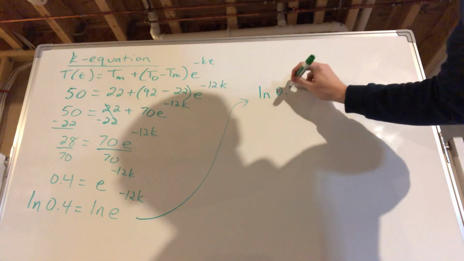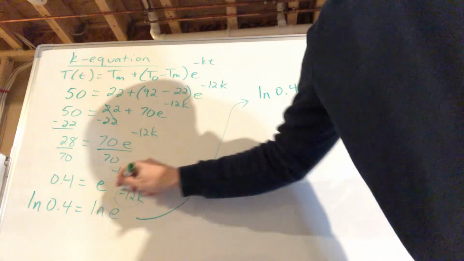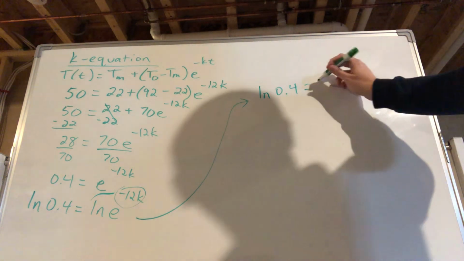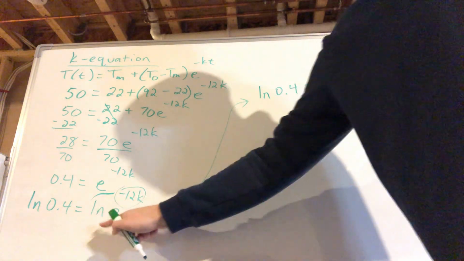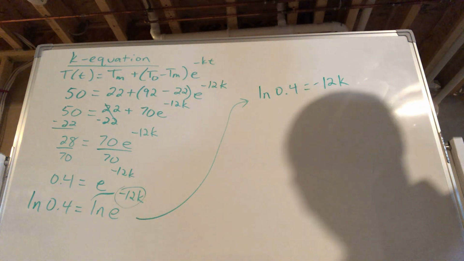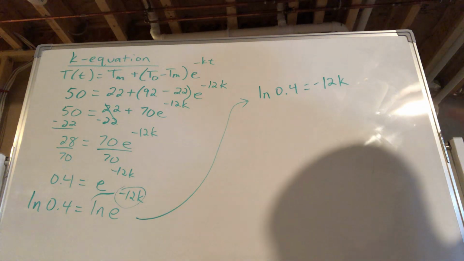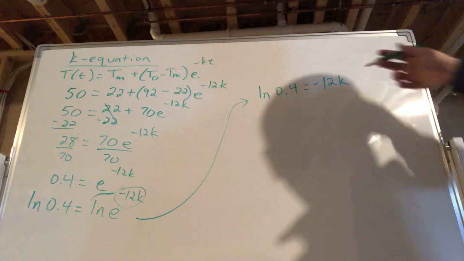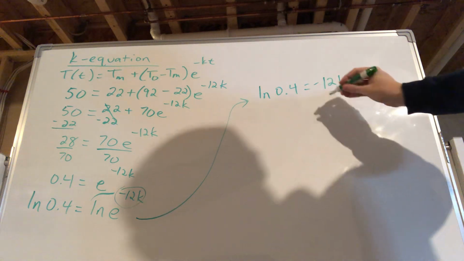ln of 0.4 is going to equal, I'm allowed to bring this exponent down. That's the power rule of logarithms. So it's going to be negative 12k times ln of e. Now, if you remember yesterday, I didn't write ln of e because what is ln of e? The answer is 1. So I don't really need to write times ln of e. I could if I wanted to, and then simplify from there, but I'll just leave it like that.